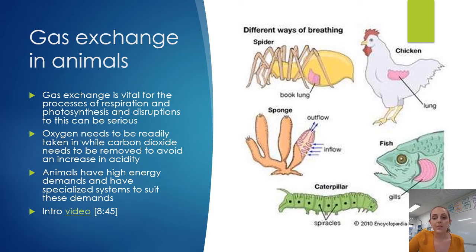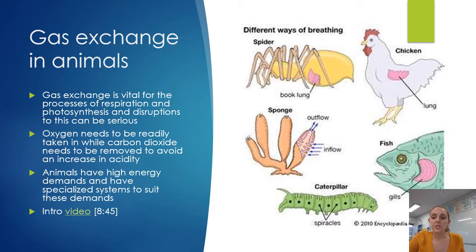For us, focusing on humans, we know that oxygen needs to be taken in readily to keep aerobic respiration going. We need to get rid of that CO2 as well, because if we start to build up CO2, that can have problems like increasing the acidity of the blood.